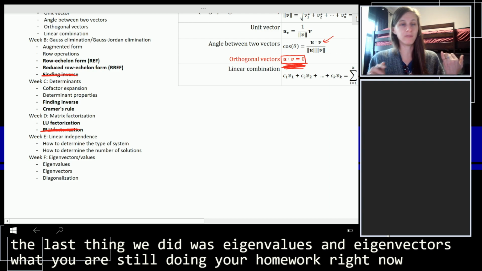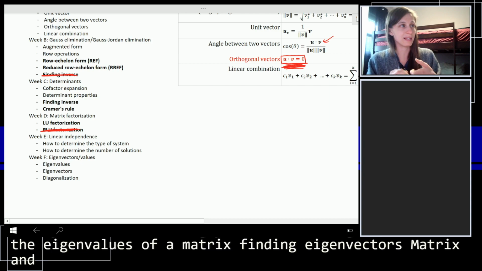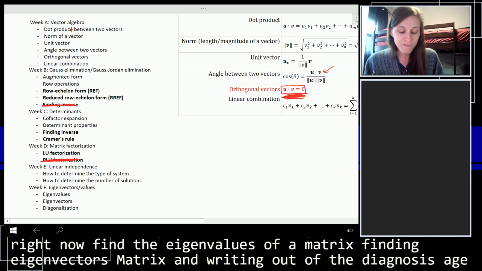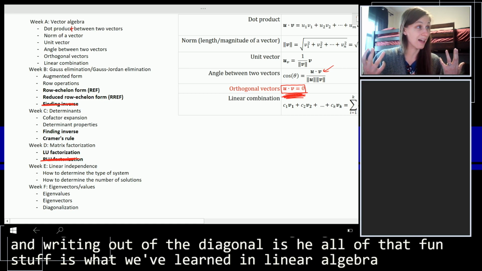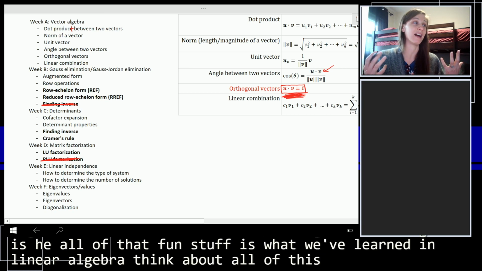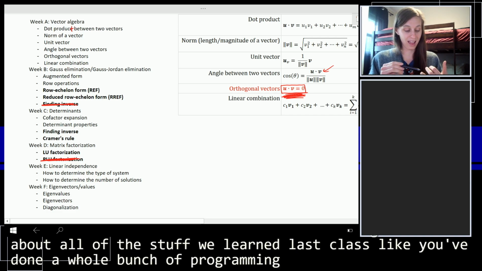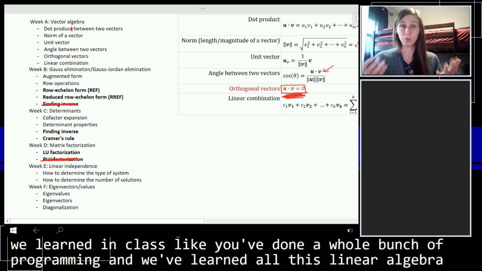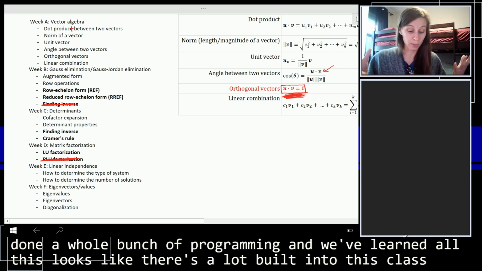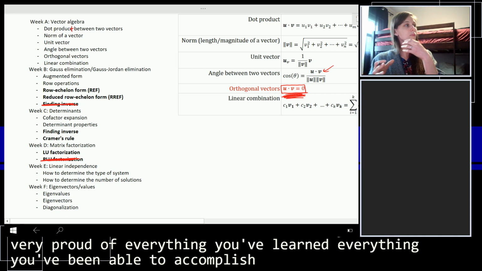But finding the eigenvalues of a matrix, finding the eigenvectors of a matrix, and writing out the diagonalization. All of that fun stuff is what we've learned in linear algebra. Think about all of the stuff we've learned in this class. You've done a whole bunch of programming, and we've learned all of this linear algebra. There's a lot built into this class, and you should be very proud of everything you've learned and everything you've been able to accomplish.